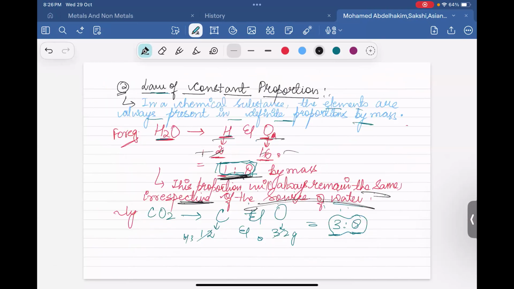Now, without turning your page, tell me the law of conservation of mass.